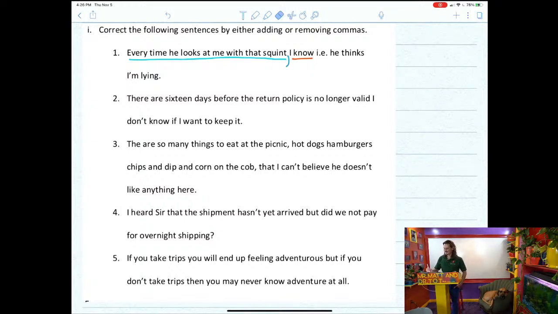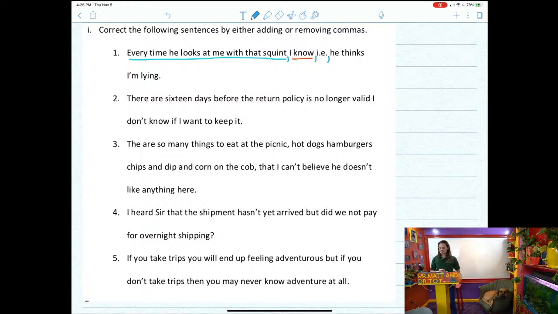Let me see, comma, there we go. Every time he looks at me with that squint, comma, I know. Comma, i.e. Remember, i.e. means such that or such as: he thinks I'm lying. So it's redefining or re-explaining this concept of I know. I know what? Well, I know that because he's squinting that he thinks that I'm lying to him. If you have any questions, then please let me know.